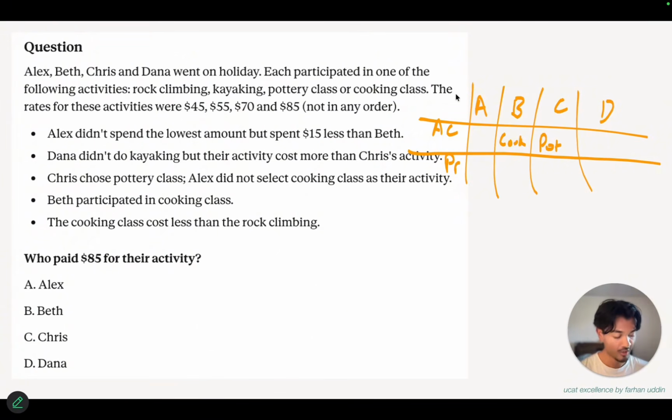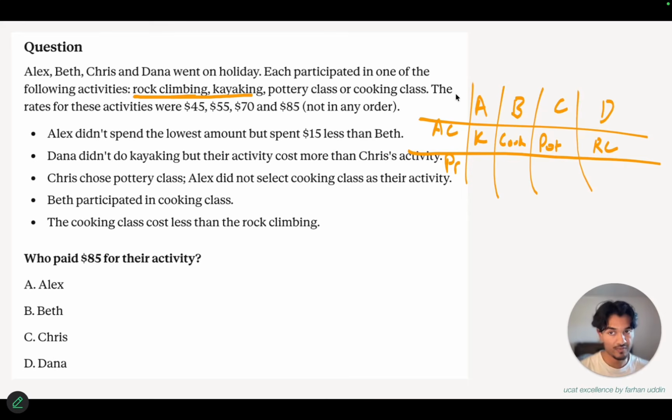So unfortunately, we don't have all that much to go off in terms of concrete information, but we can use some of the non-concrete information now to fill in the rest of the table so that we can end up figuring out who paid 85. Remember the goal at all times. So if we have a look at this statement right here, Dana didn't do kayaking. Then have a look at what's left here: rock climbing and kayaking. So if Dana didn't do kayaking, the only thing left for her is rock climbing. So RC for rock climbing here, and then by extension, K for kayak for Alex.